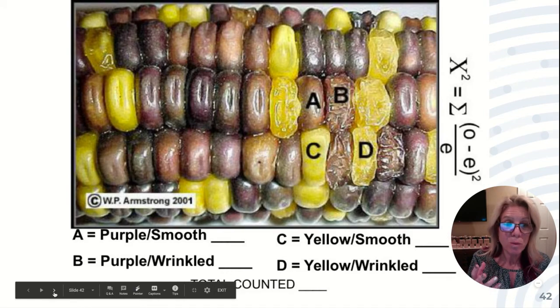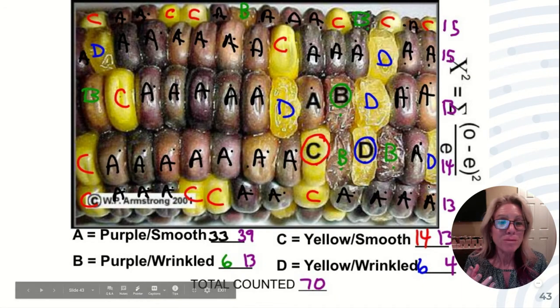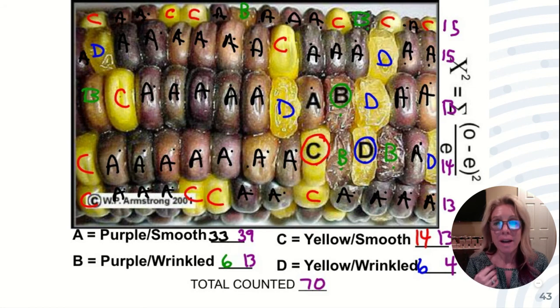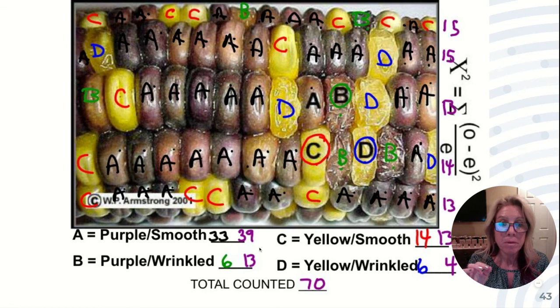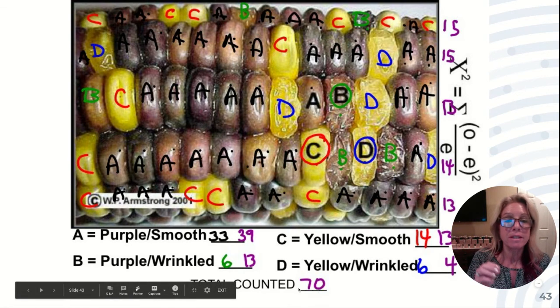Now, that takes a while. I did do it for you. I'm just going to show you that I did that. And so I identified what each one was. I counted up how many I had total. Now, what I would do is if I counted up 70, right, I would say 9/16 times 70, I'd expect 39 of the dominant, right? And then 3/16 of 70, I'd expect around 13 purple and wrinkled and 13 yellow and smooth, and 1/16 of 70 is 4. So the purple over here is what I expected, and then this is what I observed when I counted it.